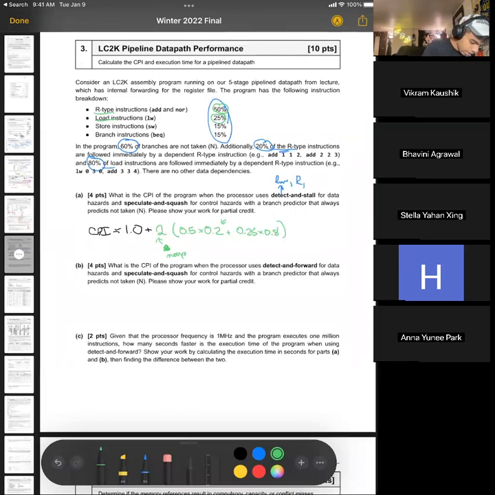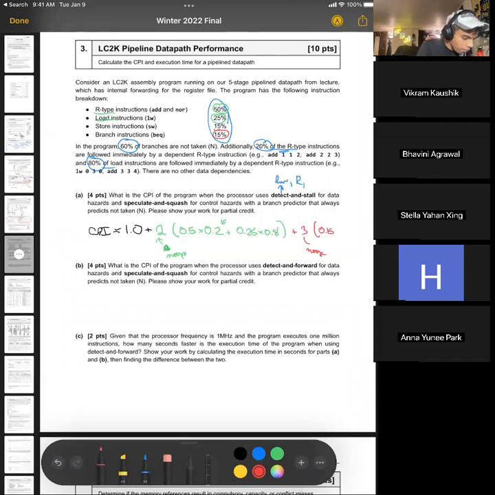Then looking at the control hazards, control hazards are affected by branching. So we're going to only look at the BEQ instruction. And we see that 15% of our instructions are BEQ. Whenever we mispredict, we are going to insert 3 no ops. And now we need to consider how often we're going to have that. So 15% of our instructions are branch instructions.